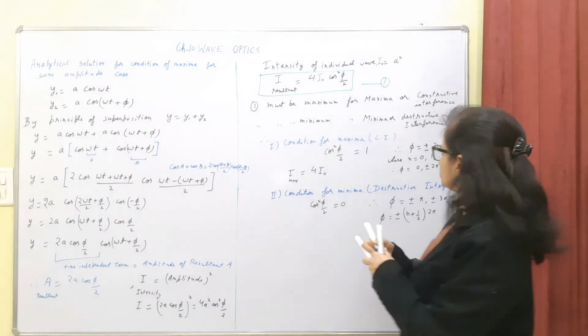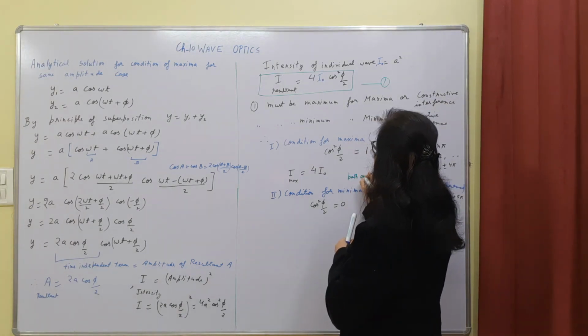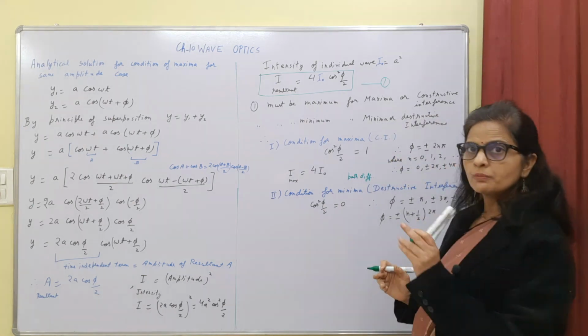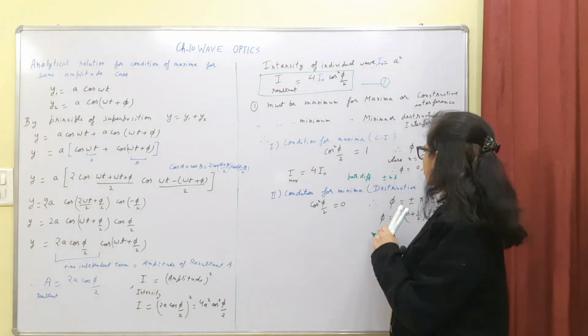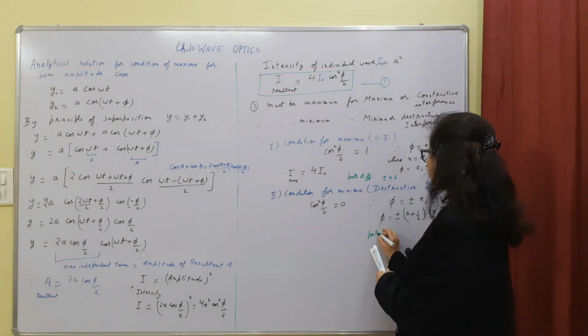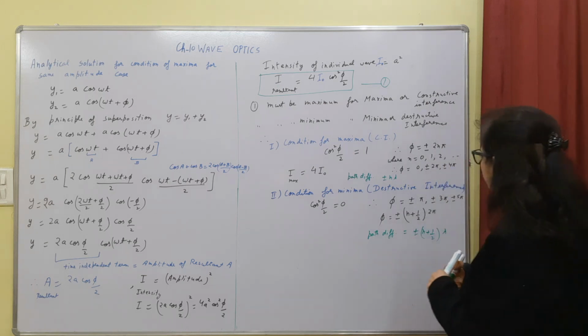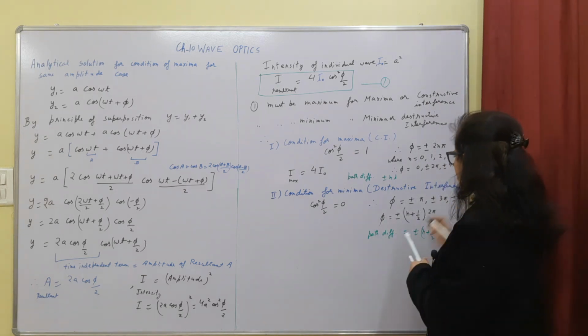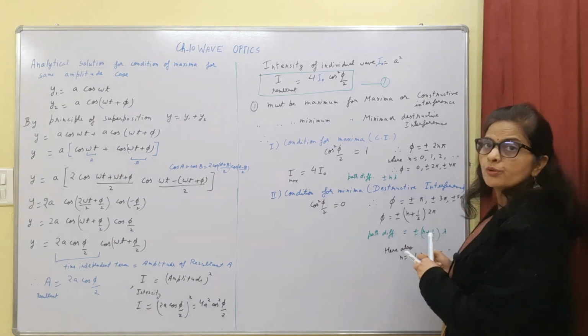For path difference, in terms of path difference, we know that 2 pi is equivalent to lambda. So we can write down the path difference as plus minus n lambda for maxima. And here the path difference for minima is plus minus (n plus 1 by 2) lambda, right? Where here also n is equal to 0, 1, 2 and so on.